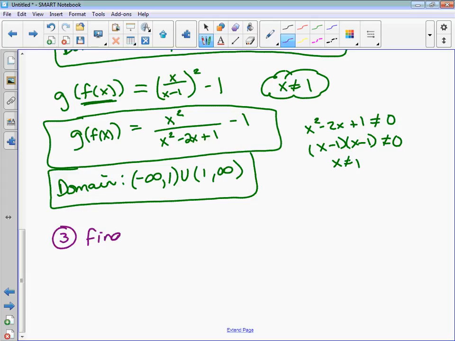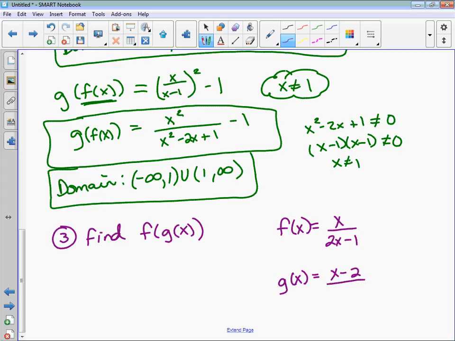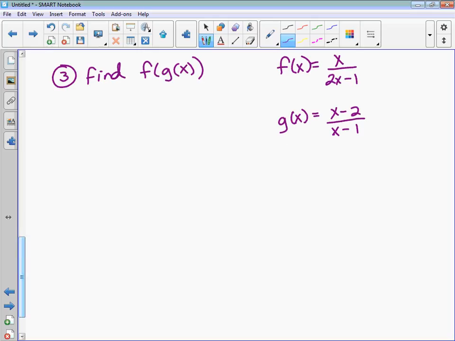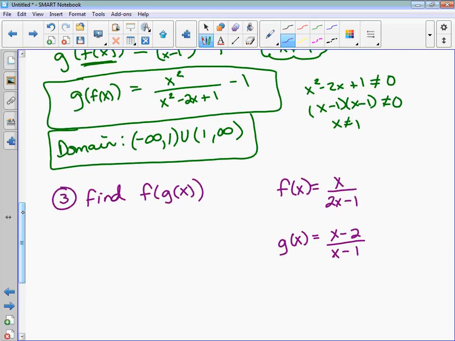All right, this time we're only going to find f of g of x. We're not going to do both. You are given f of x is x over 2x minus 1. G of x is x minus 2 over x minus 1. The fact that they're both fractions to start with means it's going to be ugly, like it's just going to be messy algebra.